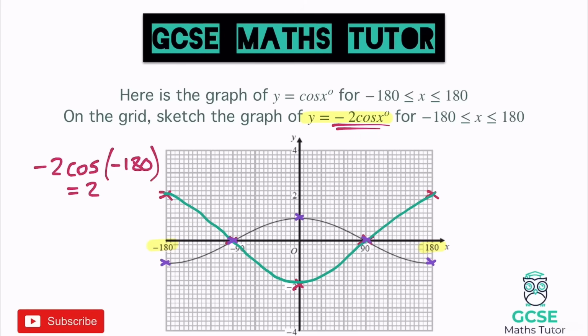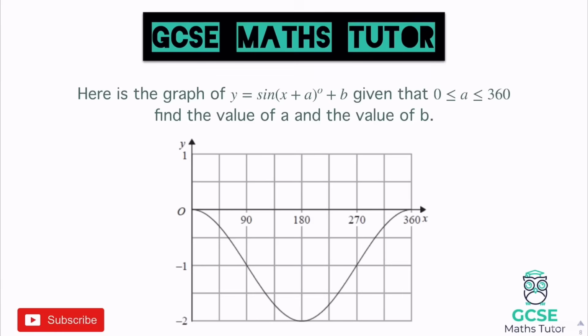Right, okay, so let's have a look at our next one. Right, so well done for getting this far. This is our last question of the video that we're going to have a look at, and let's see what it's all about. It says, here is the graph of y equals sine x plus a plus b, given that a is between 0 and 360. Find the values of a and the values of b.